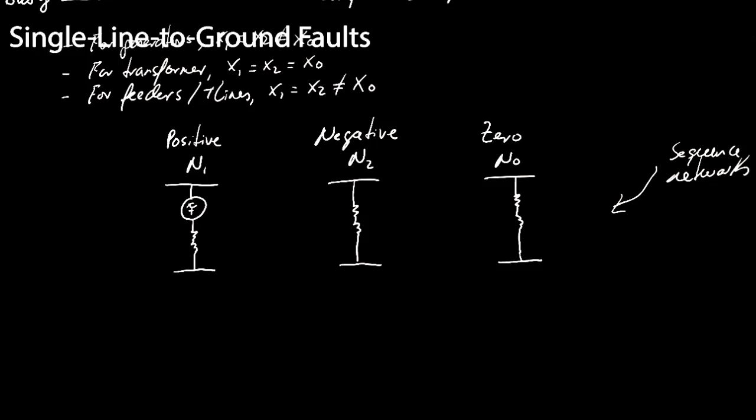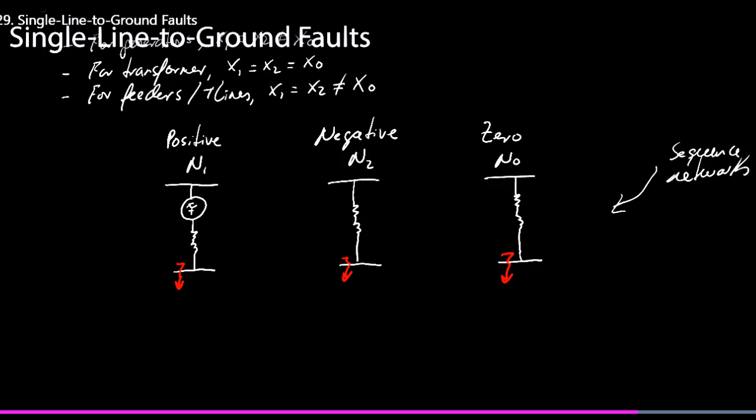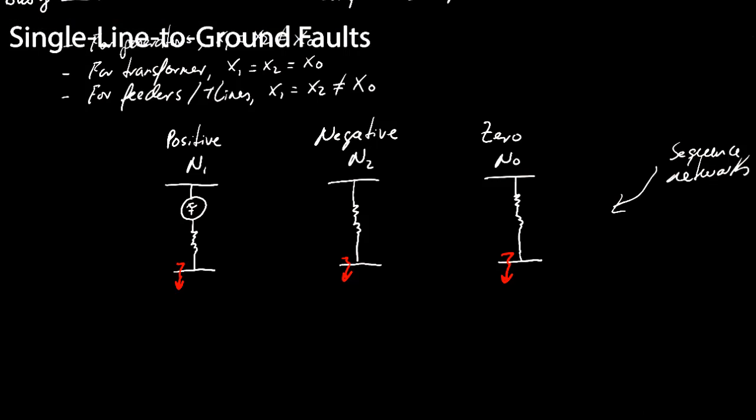So we're going to begin by talking about a single line to ground fault. And for single line to ground faults, let's say that we had a fault on this feeder over here, or rather on this bus over here. So this is the fault location in our system. Then if that's the case, for a single line to ground fault, we're going to interconnect these sequence networks in series. So in other words, we're going to make a connection like this.